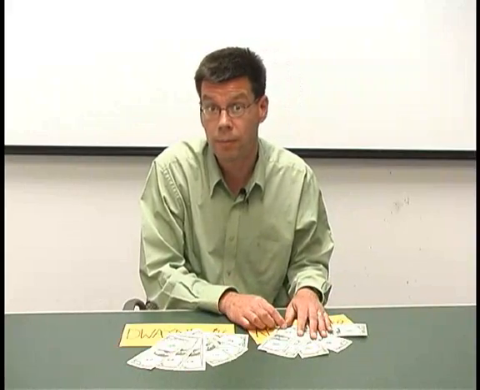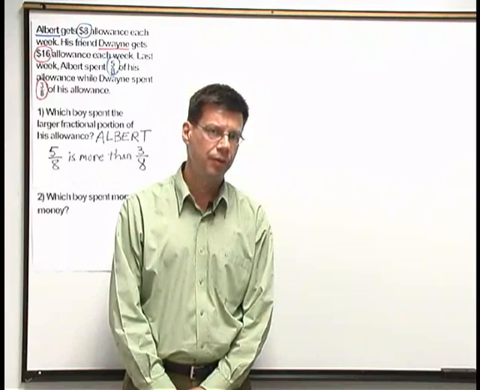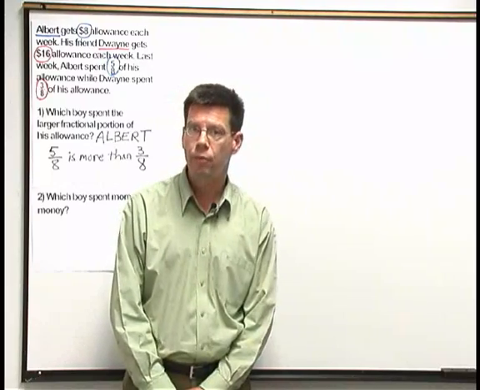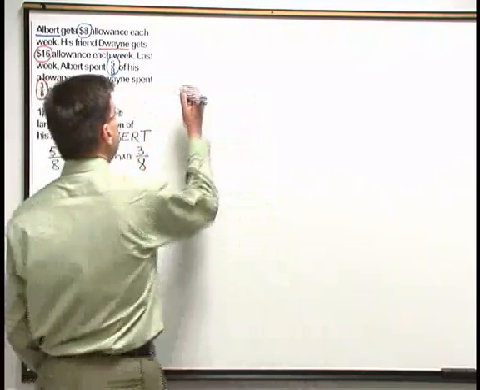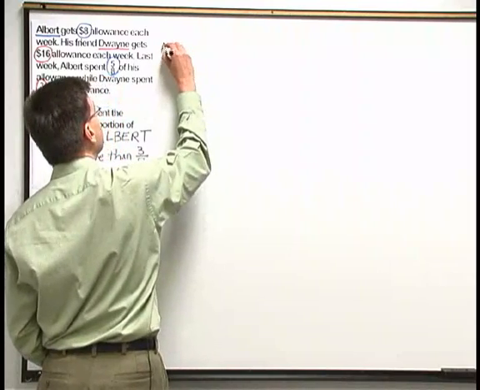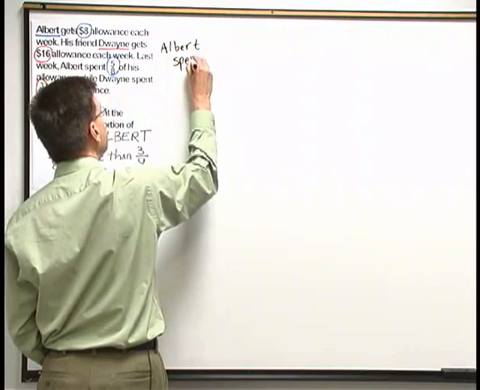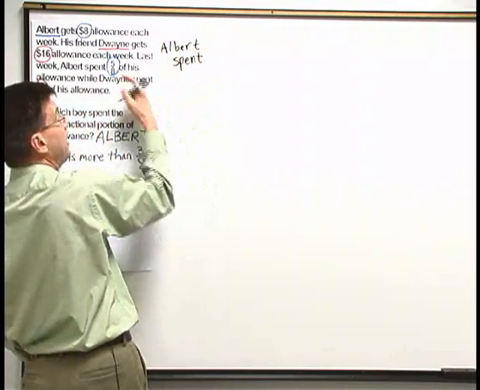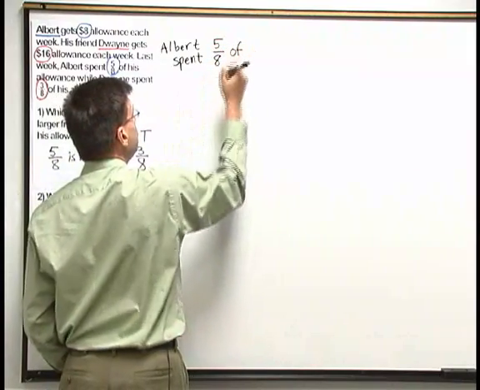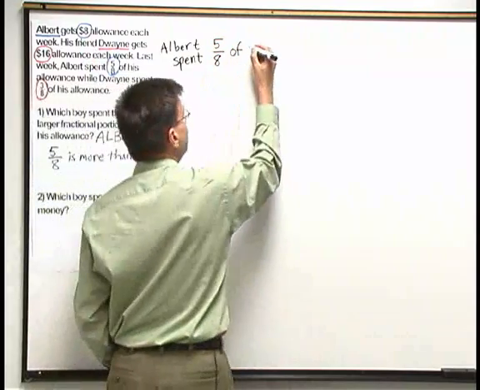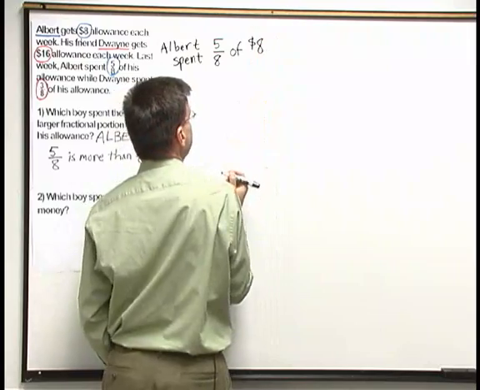Now let's go back to the whiteboard. Now let's figure out how much each boy spent without counting dollar bills, but by working with the fractions. First, let's look at Albert. We know that Albert spent 5/8 of his allowance, and Albert's allowance was $8. Albert spent 5/8 of $8.